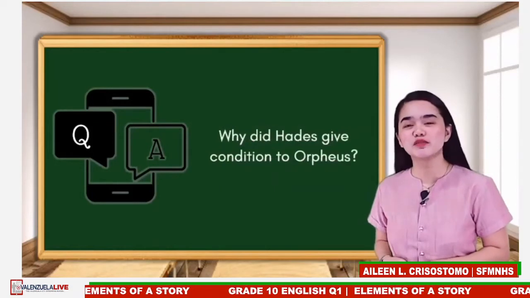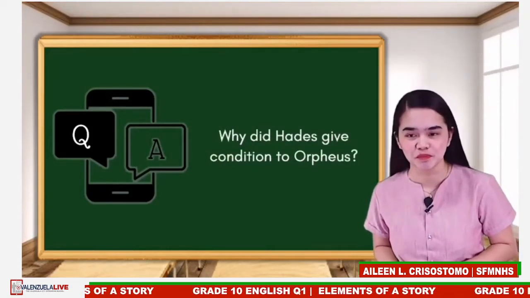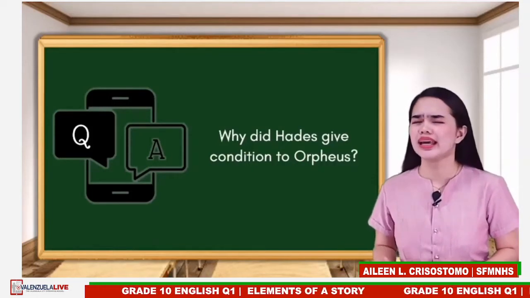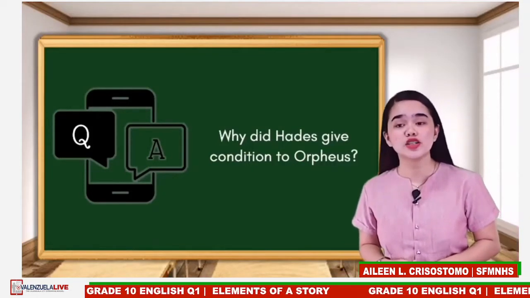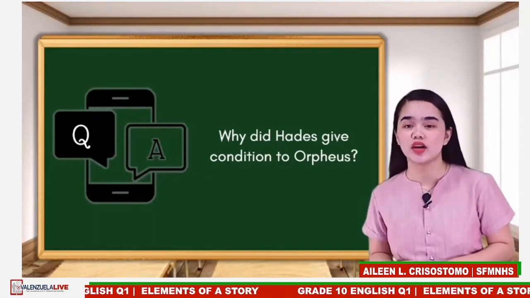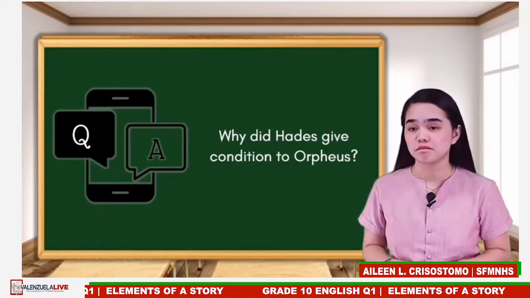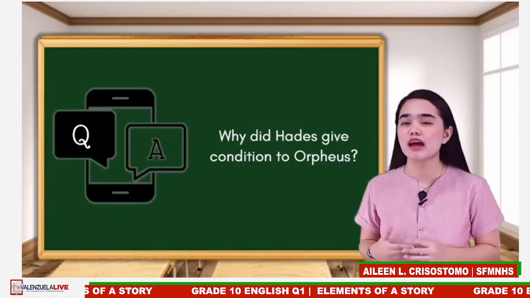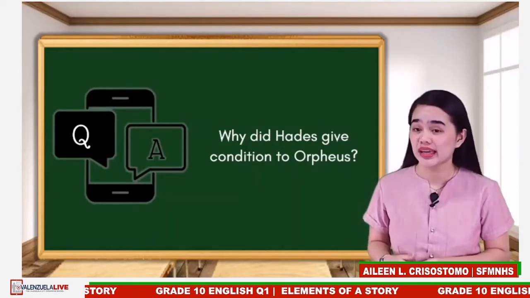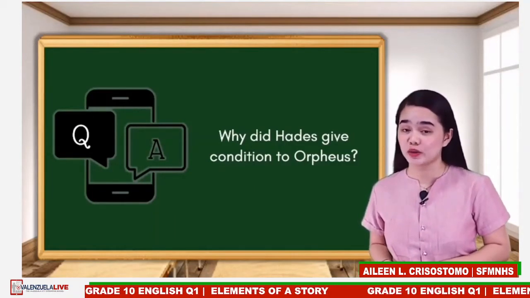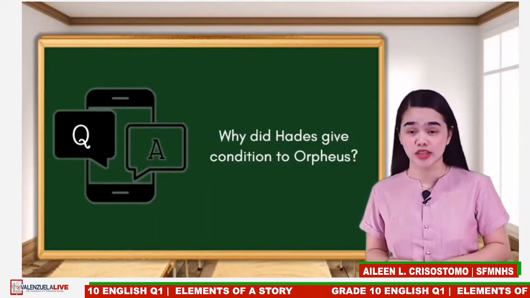Second question is from Lingunan National High School. Why did Hades give condition to Orpheus? The exact reason behind the condition of Hades regarding the retrieval of Eurydice's soul was not directly stated in the story. However, the possible reasons could be Hades may have wanted to test Orpheus' faith and his word by giving the condition of not looking at Eurydice until they have reached the outside world.